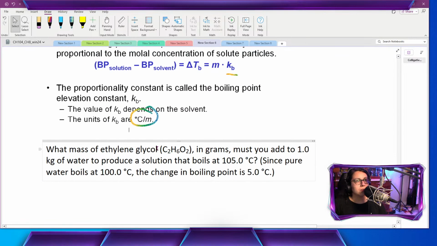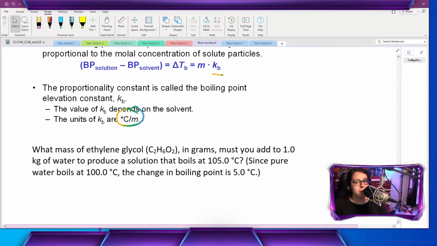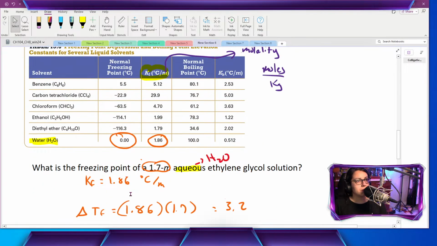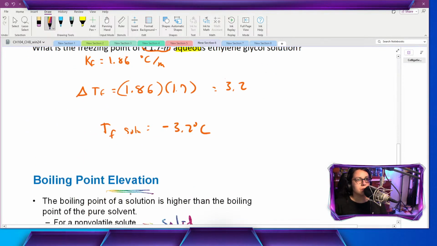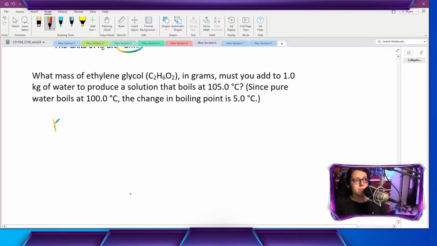All right, so let's try this practice problem. What mass of ethylene glycol in grams must you add to 1 kilogram of water to produce a solution that boils at 105 degrees Celsius? Oh, and you might want the Kb, so let me give that to you. Our Kb for water is 0.512.